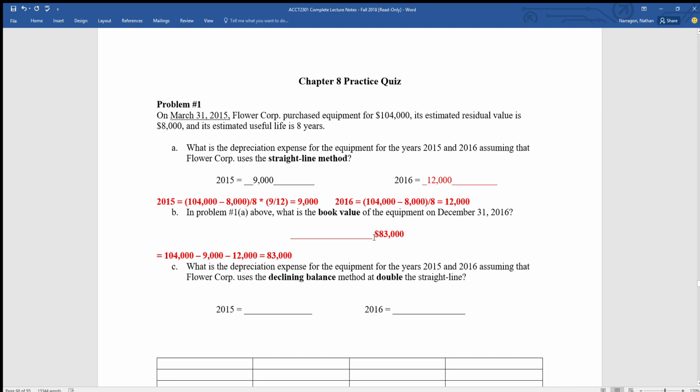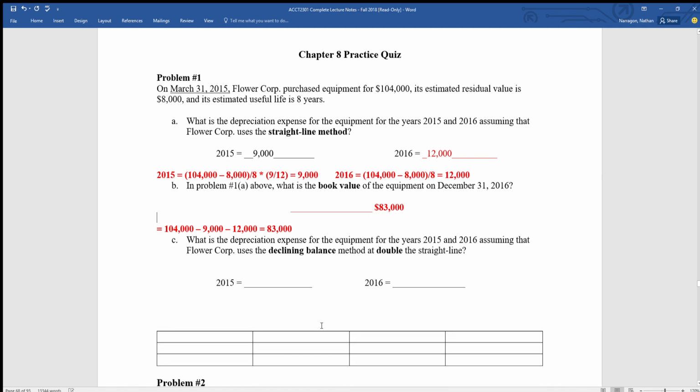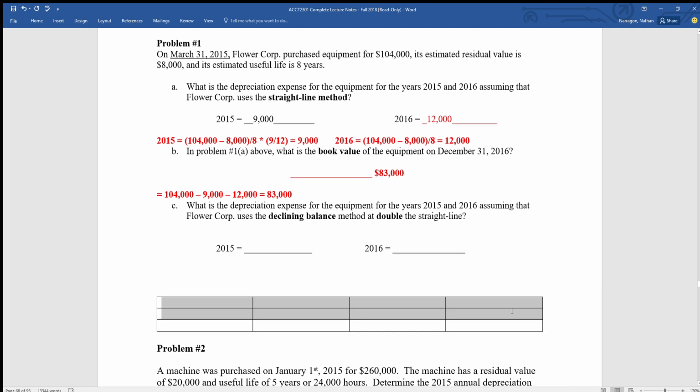Next thing. So, that's book value. That's straight line. What if they use double declining for those years? So, part C. Double declining balance. Starting off, always do our chart. Have our year, book value, rate, and depreciation. We're only looking at 2015 and 2016.